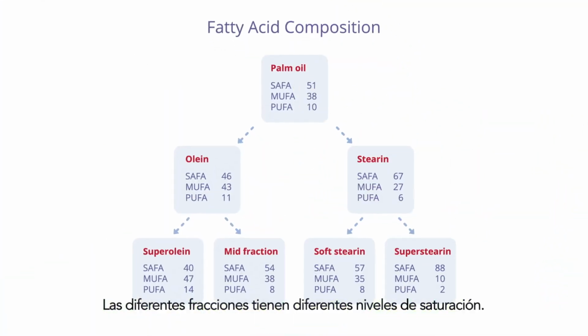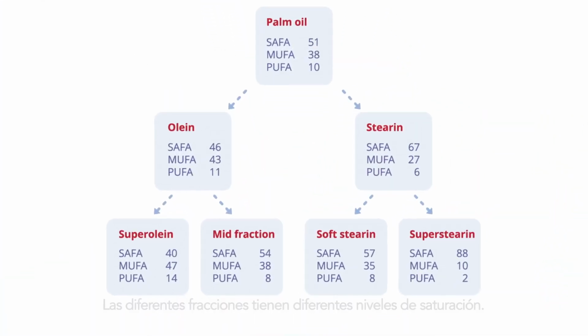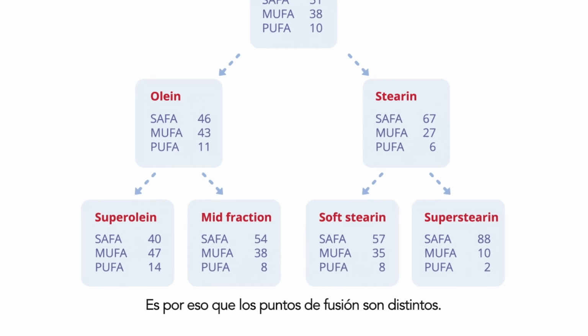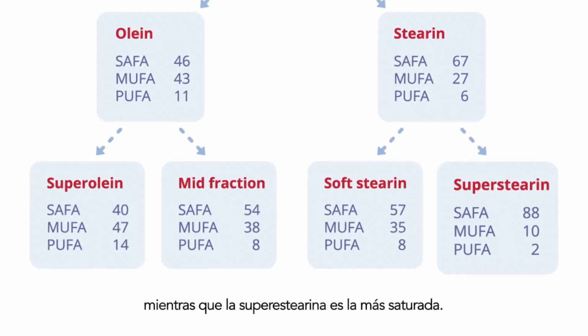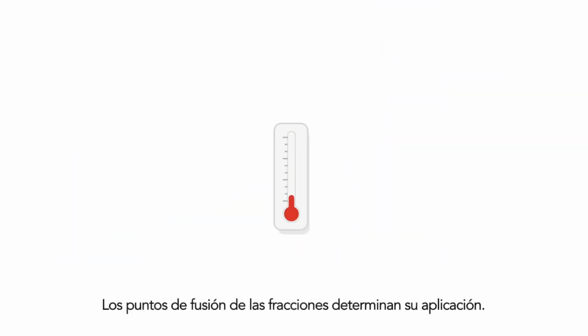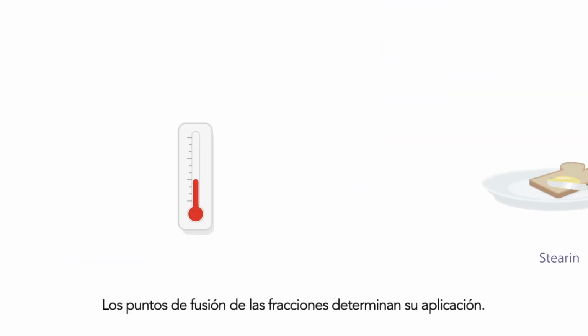The different fractions have different levels of saturation. That is why the melting points are different. Superolein is the least saturated, superstearin the most. The melting points of the fractions determine their application.